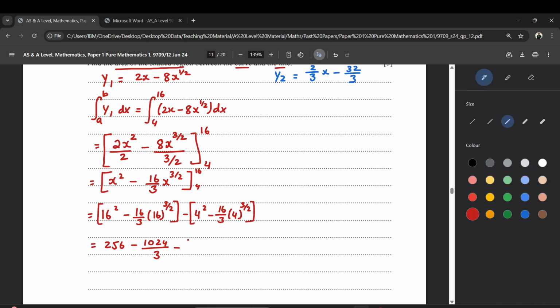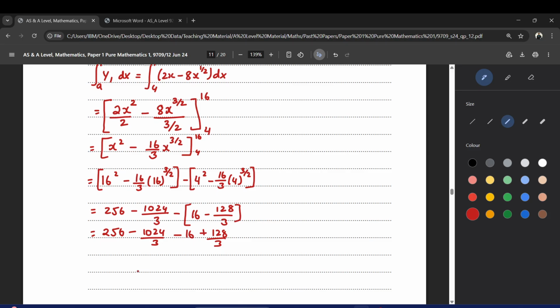So here we have minus, here we have to put the bracket because first we have to solve what's internally present, right? So 4 square is 16, and over here we have 16 upon 3 times 4 to the power 3 upon 2. So this one becomes 128 over 3. Now 256 minus 1024 over 3. This becomes minus 16, and minus times minus becomes plus 128 over 3.